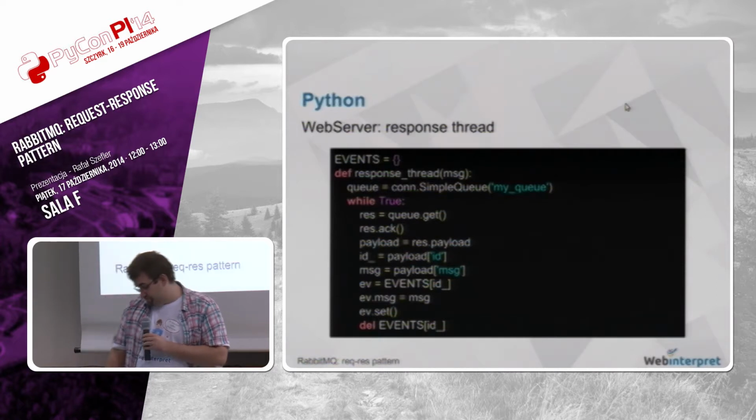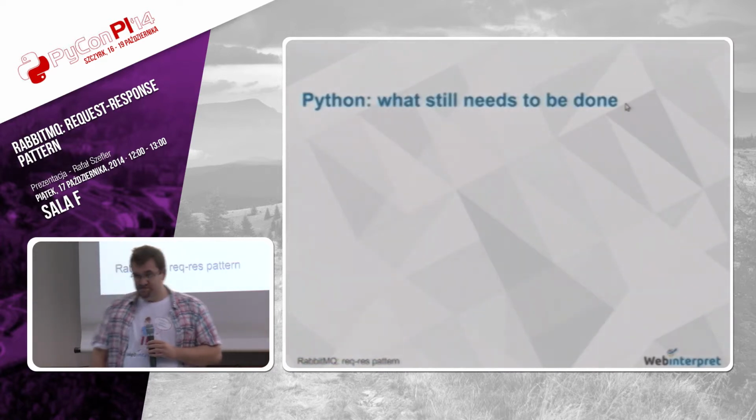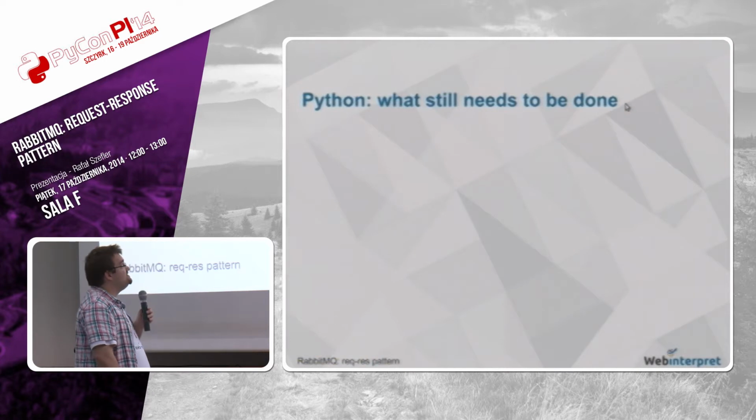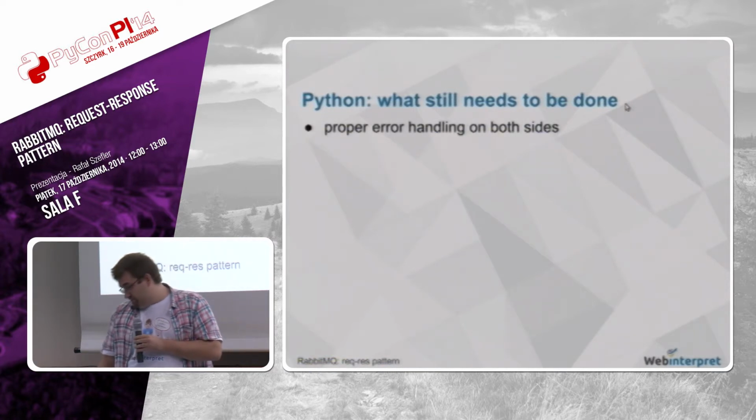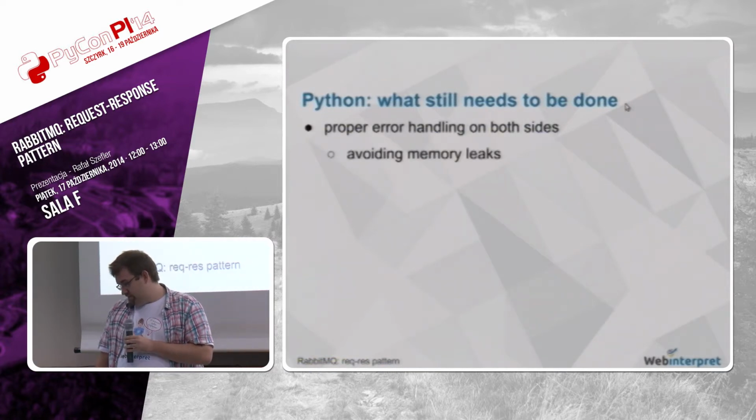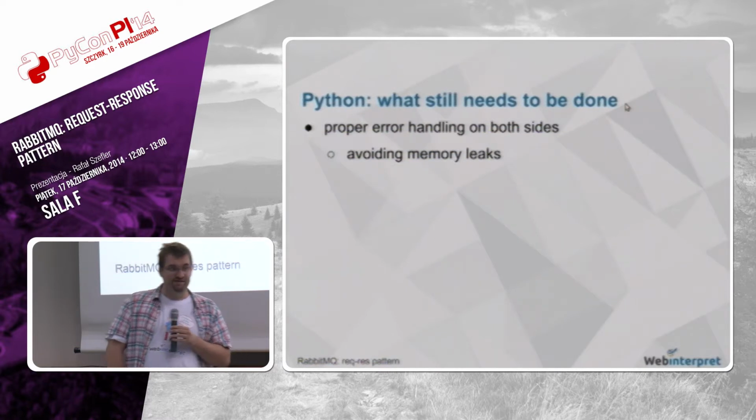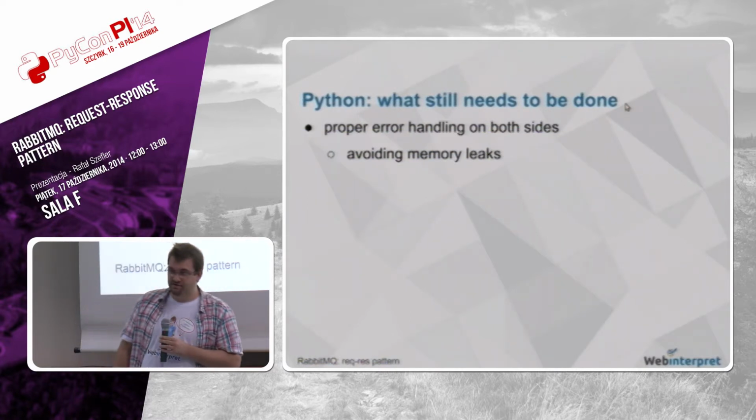This is how it is done. Of course, the code is very simplified. It's not ready for production use. There are many things that have to be done. Proper error handling for both sides. We should avoid memory leaks. The events dictionary can leak memory if something goes wrong.